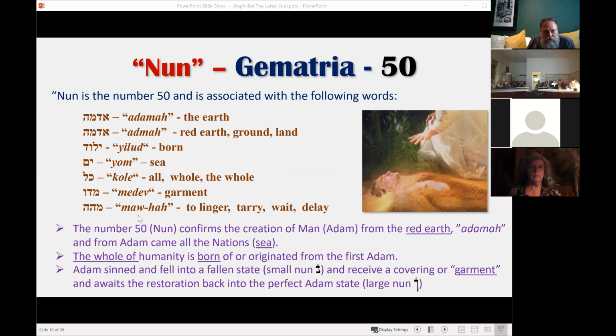And then there's Maha, that means to linger, to tarry, to wait, and to delay. That's to do with your patience, and also with the second coming of Messiah, where he awaits as long as he can for as many people as possible to come in, to become born again, and to become that mature Adam. So, beautiful symbolism around the number 50.